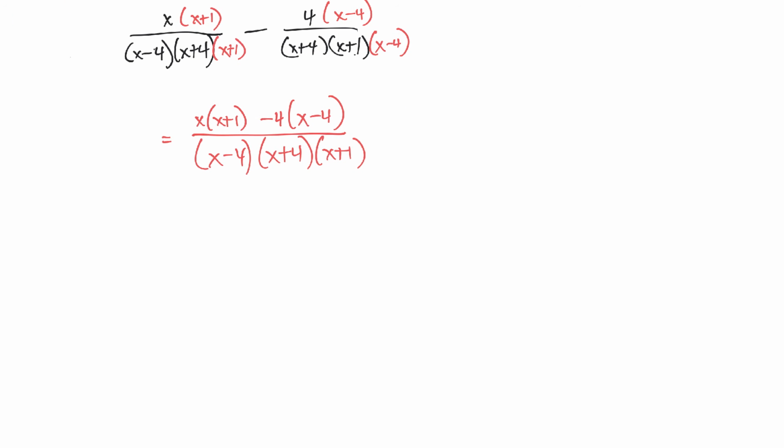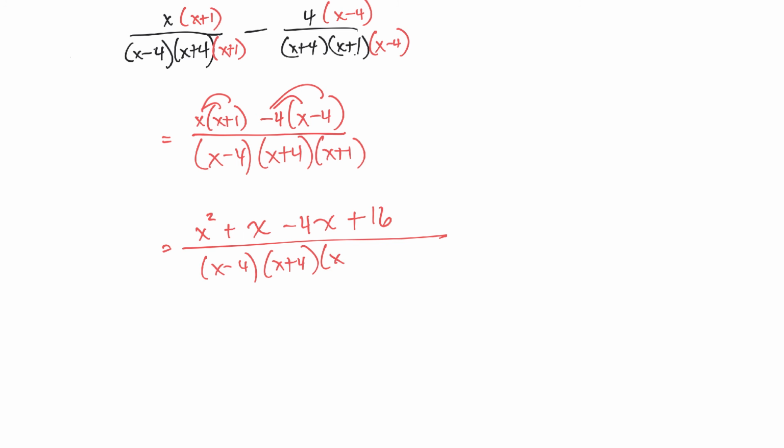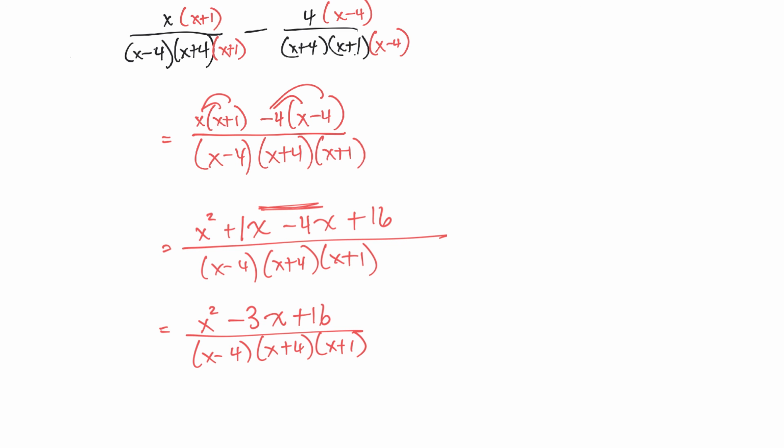I won't change that. So the top will be x squared, so distributive property, plus x, and then minus 4x, and minus 4 times minus 4 is a plus 16, over that lowest common denominator. And then on the top, it looks like I combine these two middle terms, so it'll be x squared, 1x minus 4x will be a negative 3x, plus 16 over the lowest common denominator. And I would leave it exactly right there. Okay, hopefully that helps you with that one.